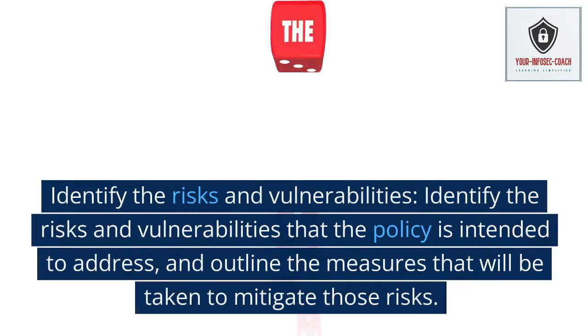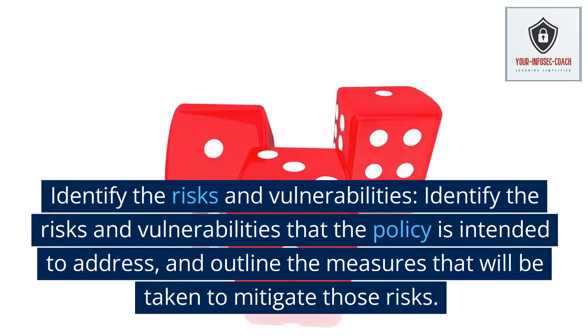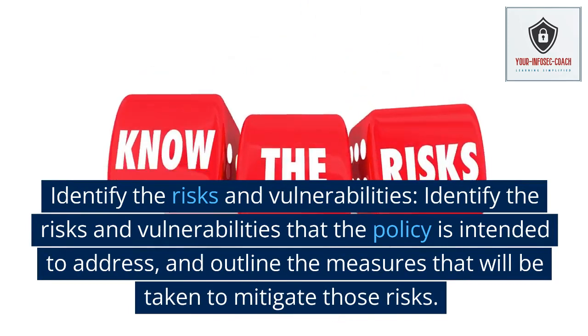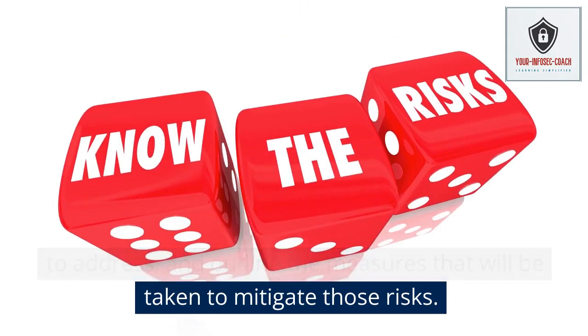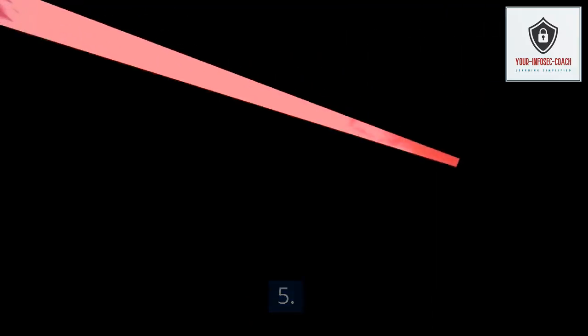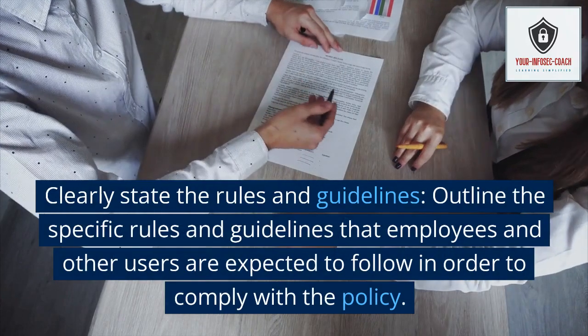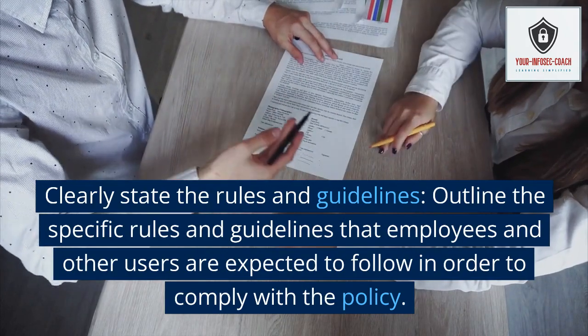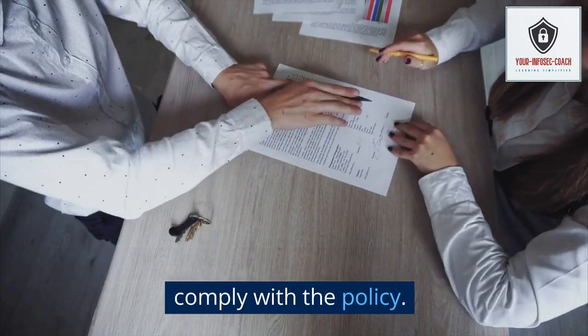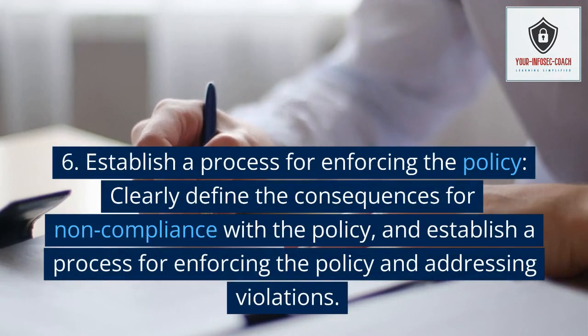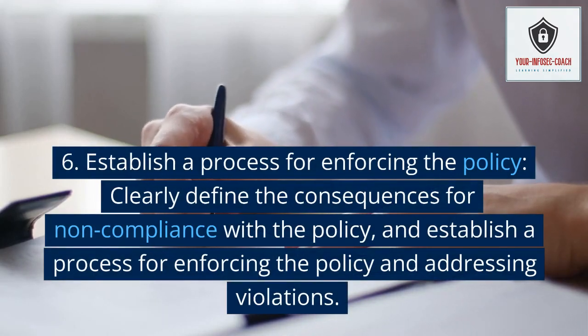4. Identify the risks and vulnerabilities. Identify the risks and vulnerabilities that the policy is intended to address, and outline the measures that will be taken to mitigate those risks. 5. Clearly state the rules and guidelines. Outline the specific rules and guidelines that employees and other users are expected to follow in order to comply with the policy.